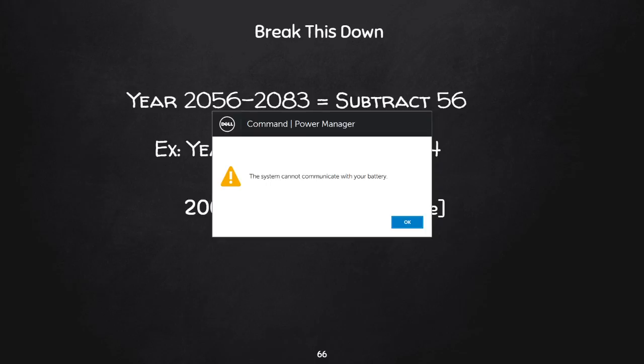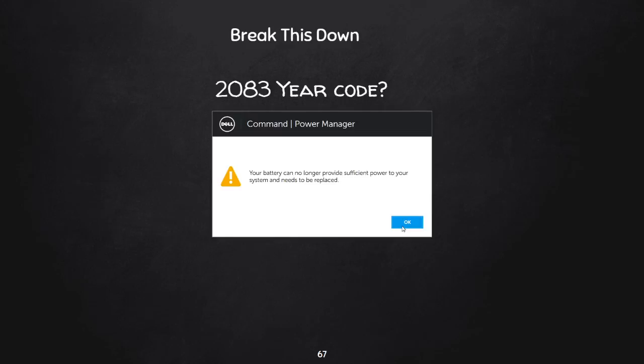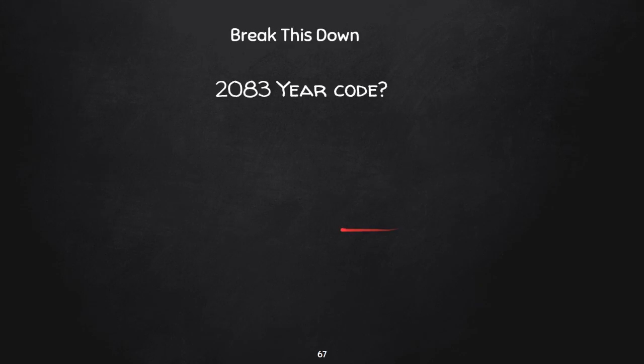Let's take one more example. What is the year code of 2083? Now, to subtract 56 from 2083 is quite difficult. The simple solution is to add 4 and subtract 60. 2083 becomes 2087. The simplest solution is to add 4 to the given number and then subtract 60.